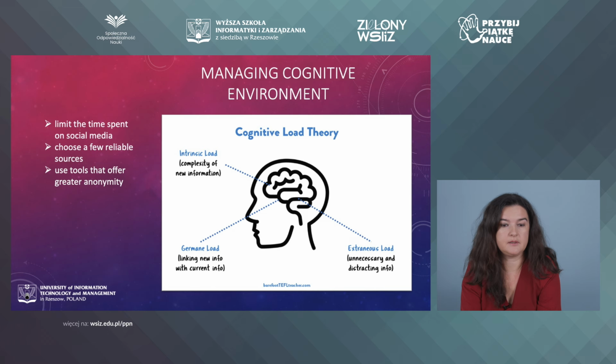Therefore, the ability to manage the cognitive environment is very important. Daily exposure to content that is unreviewed, tailored by algorithms, and biased has serious consequences for critical thinking. Managing the cognitive environment means, first and foremost, making conscious choices about how we allocate attention. For example, we can limit the amount of time we spend on social media or choose a few reliable sources to use instead of constantly scanning dozens of sites.